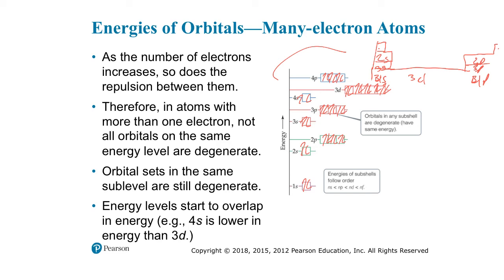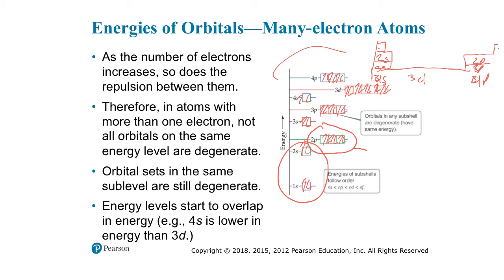So as the number of electrons increases, so does the repulsion between them. Therefore, in atoms with more than one electron, not all orbitals on the same energy level are necessarily degenerate. Meaning, once you start filling electrons in, these orbitals start to separate in terms of their energies. Orbitals in the same sublevel are degenerate, meaning they're the same energy. So all of the orbitals within the 2p set have the exact same energy as each other, and energy levels start to overlap in energy.